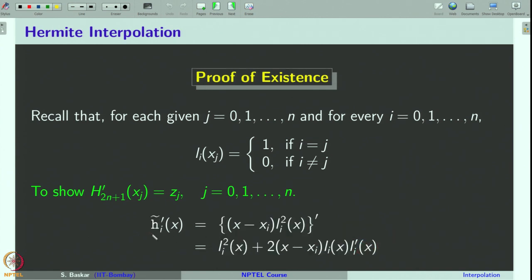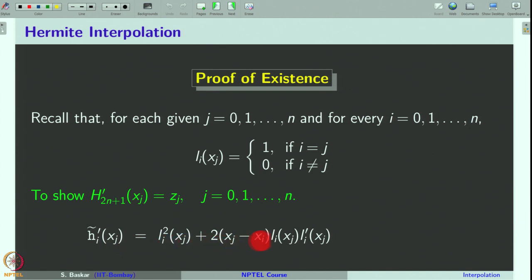For that, first we have to differentiate h i tilde with respect to x, whose expression is given like this. When you differentiate it, you get this expression. Again, in this, we have to put x equal to x j and let us see what happens. When we put x equal to x j, we get this expression. You can see that this is equal to 1 if i is equal to j and it vanishes for all i not equal to j. And then what happens to the second term? Well, for i not equal to j, this part will vanish. When i is equal to j, this will not vanish, but this will make this second term vanish, right?